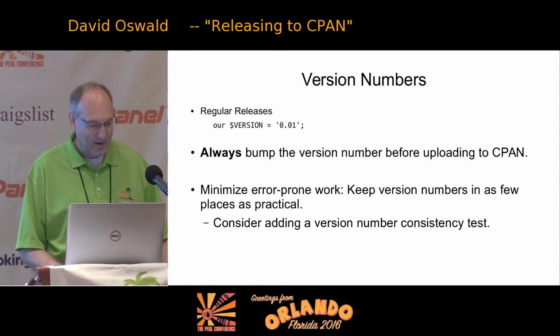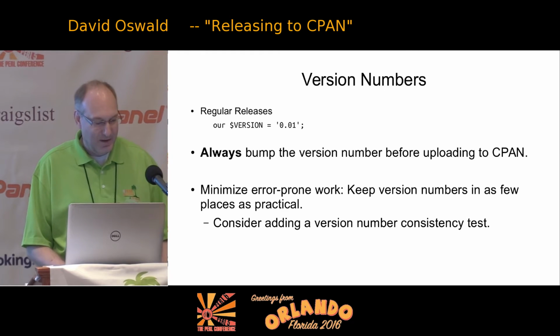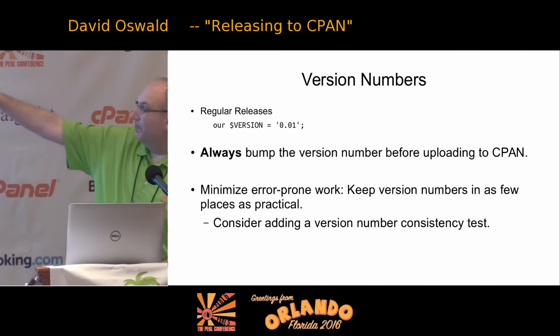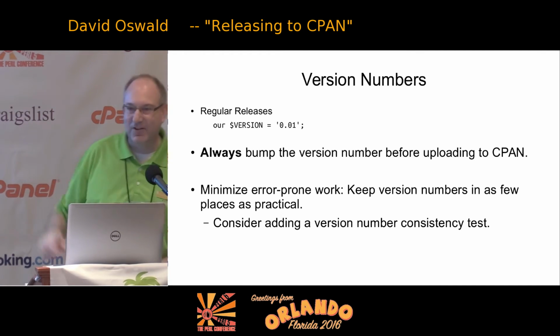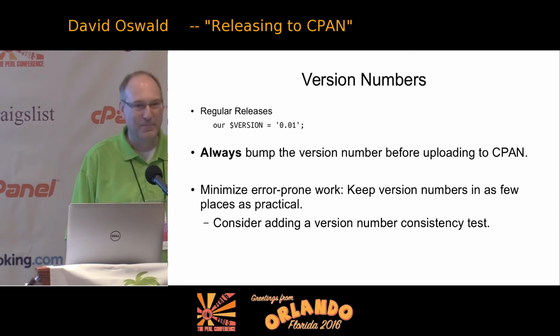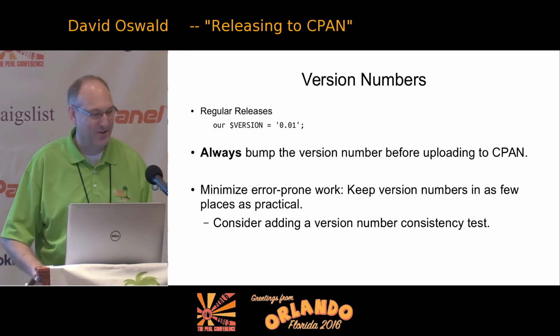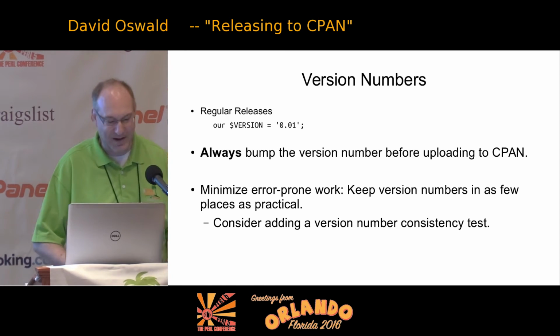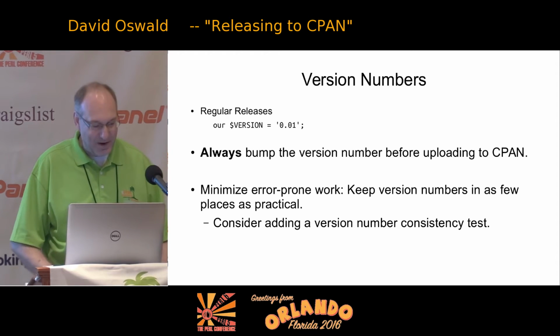Something I want to mention about version numbers. Regular releases get just a simple version number, and you always bump the version number every time you upload to CPAN. If you change one character in the pod, bump the version number. Change two characters, in other words. You always bump the version number. Otherwise, you confuse the indexing and confuse the CPAN installers. Minimize error-prone work by keeping as few version numbers as possible.